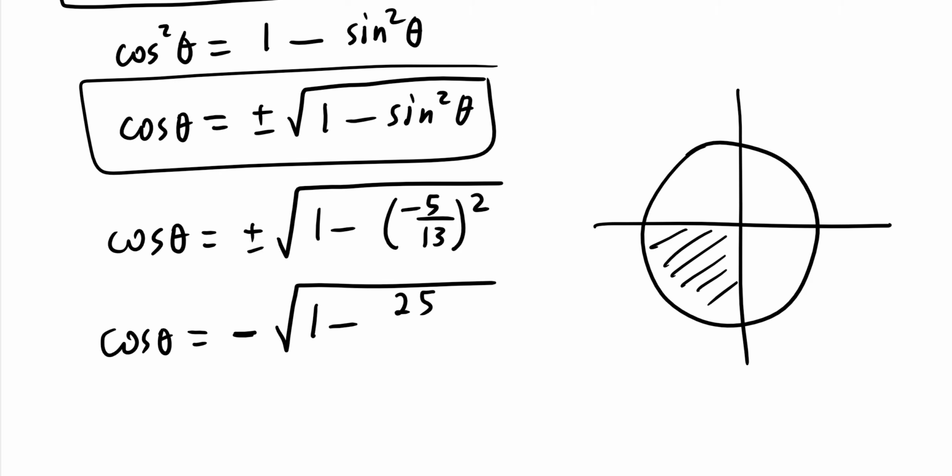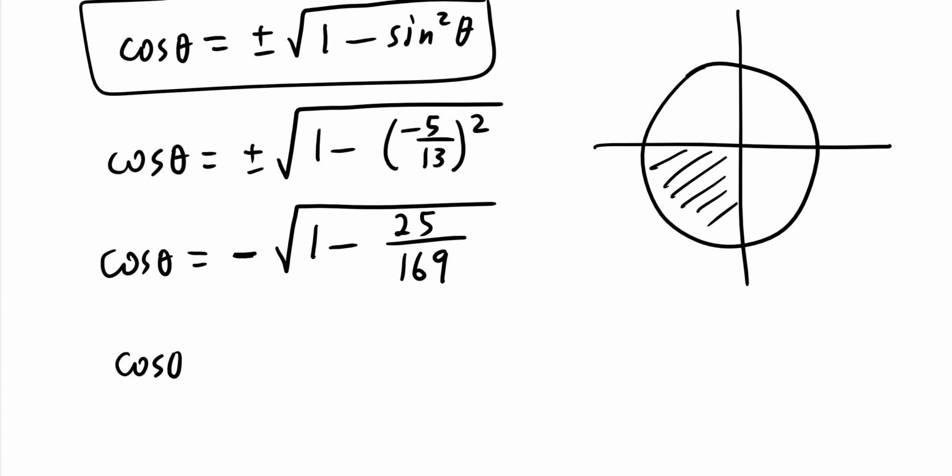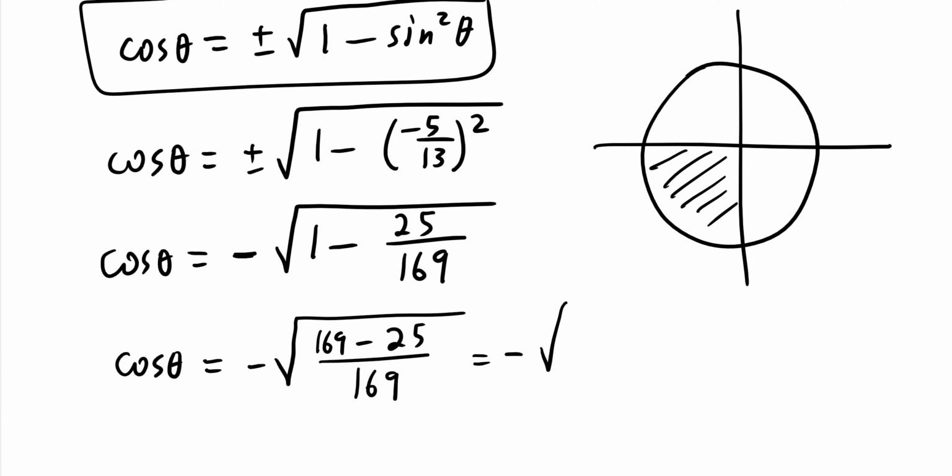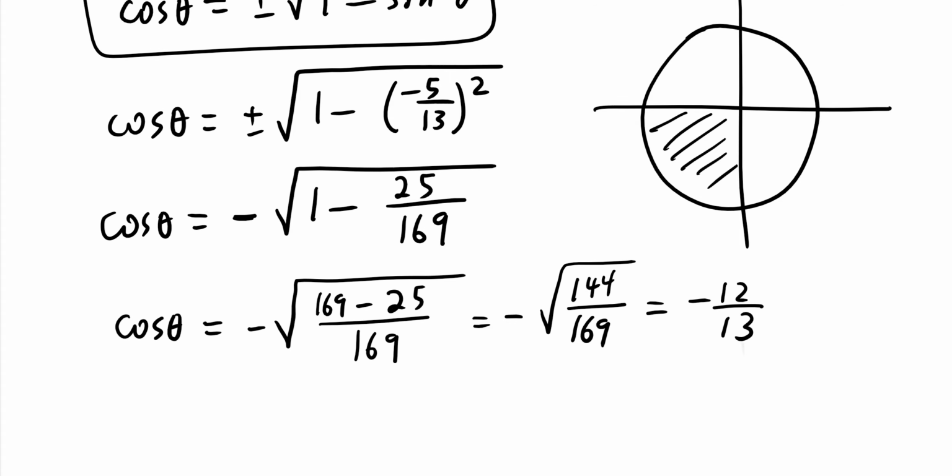Squaring 5 is 25 over 169. Keep this the same. Combine the fractions, 169 minus 25. Negative the square root of 144 over 169. That gives us negative 12 over 13. As soon as you find sine and cosine, the rest are easy to find.